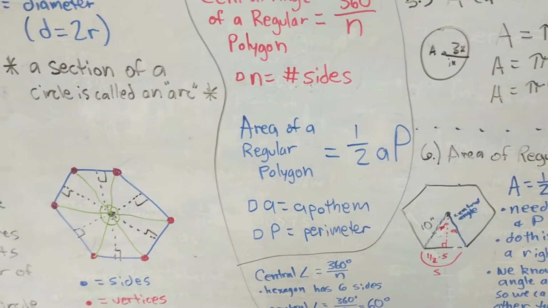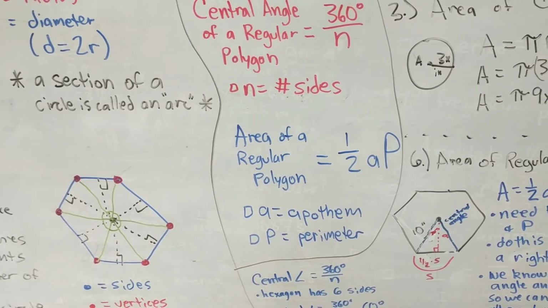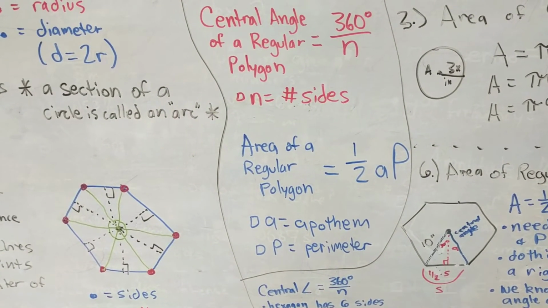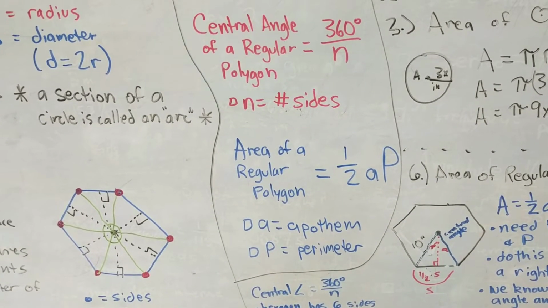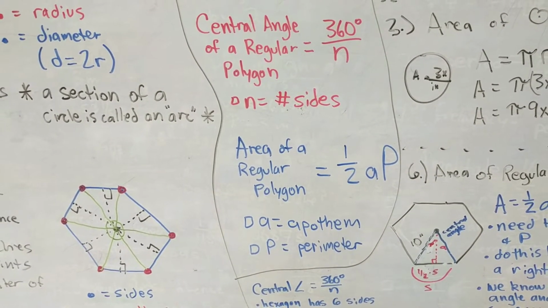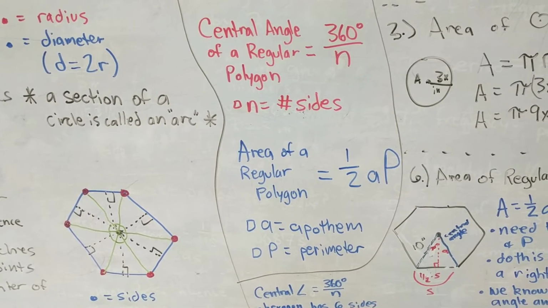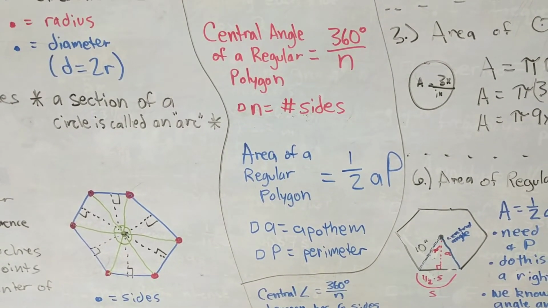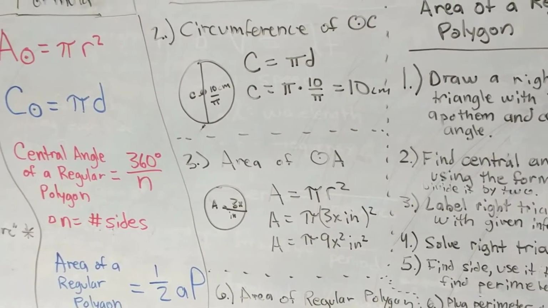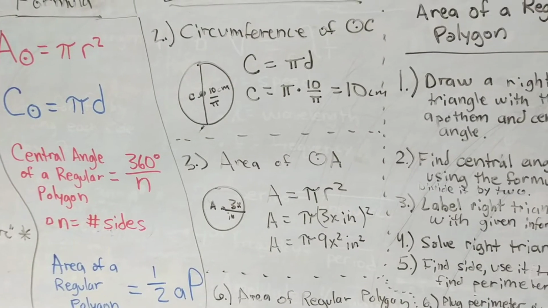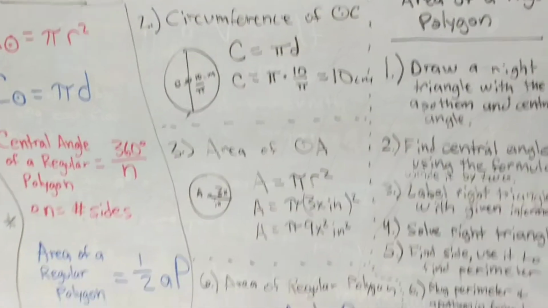Right here is the area of a regular polygon. This is the most important formula from this section. It's equal to 1/2 AP, where A stands for the apothem, and P stands for the perimeter. Remember, the apothem is the black lines in the hexagon, okay? And then the perimeter is the sum of all of the sides. Right here are exercises showing how to find the circumference and area when you're given the diameter and the radius.